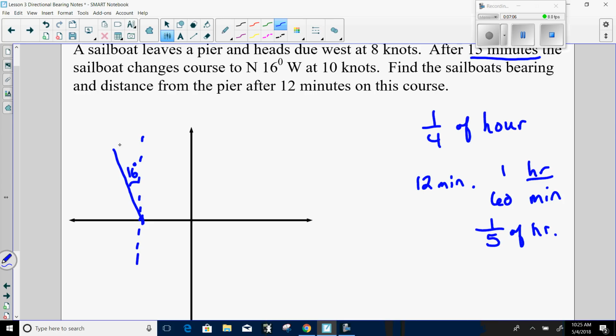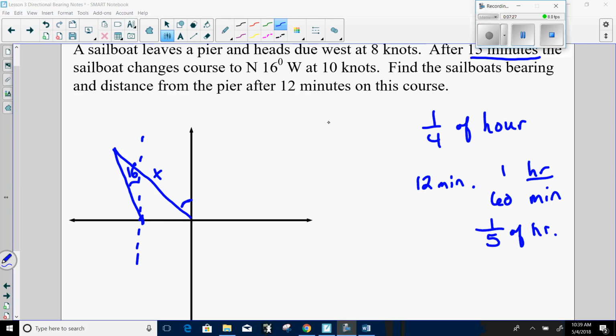So what we want to do is, it says find the sailboat's bearing and distance from the pier after 12 minutes. So we have to figure out this distance here, and then find the sailboat's bearings. The bearings are going to be this angle right here. So we need to figure out the distance from here to here.